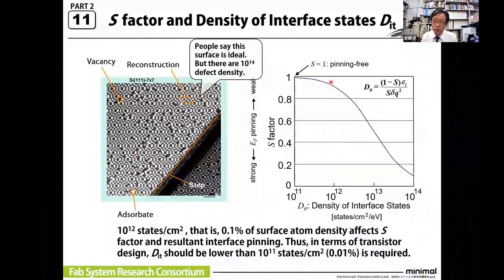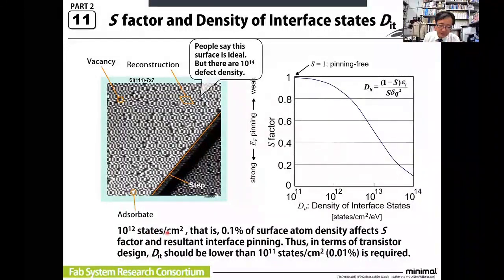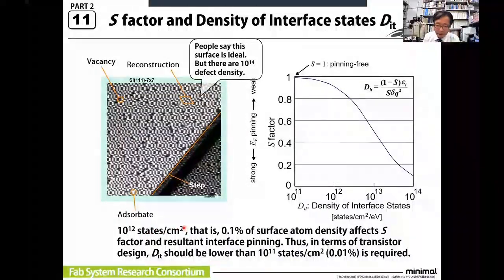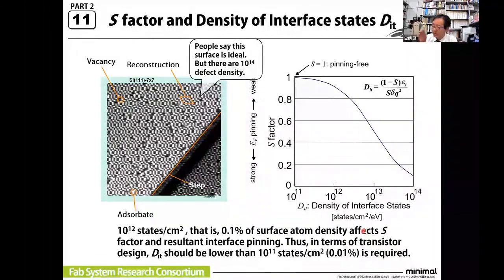Then you will demand an S factor of 1. I mean the 10 to the 11th density of states or so. But it is ideal anyway. So 10 to the 12 states per square centimeter, that is 0.1 of surface atom density, because the amount of silicon atoms on the surface is 10 to the 15th states per square centimeter for one more layer. Okay. So 10 to the 12th is 0.1%.